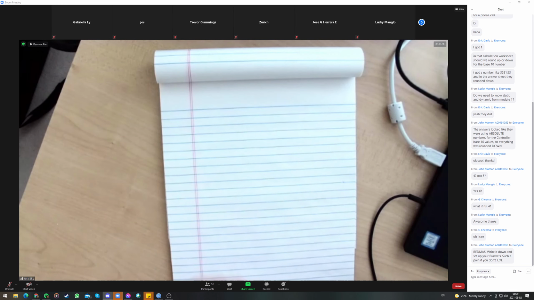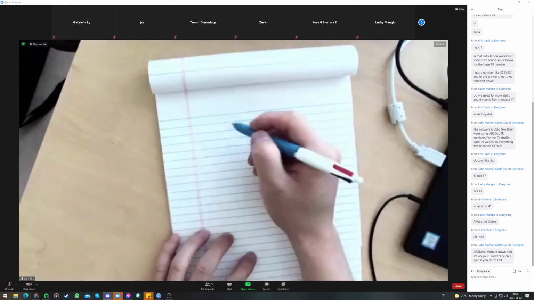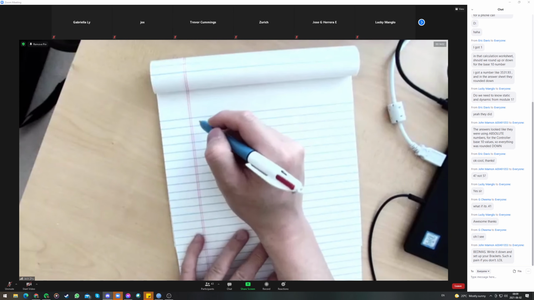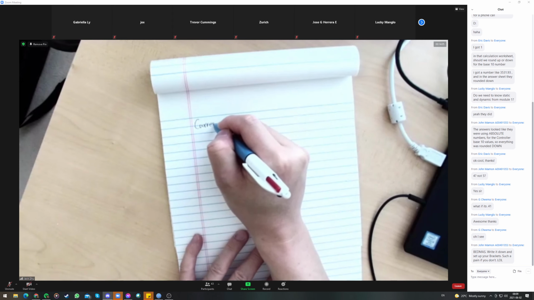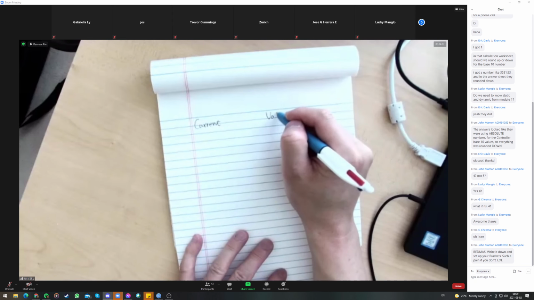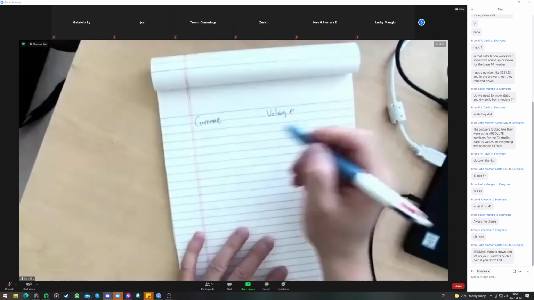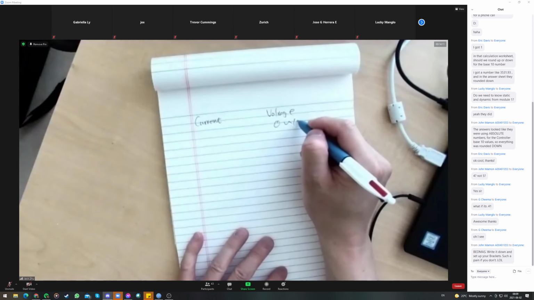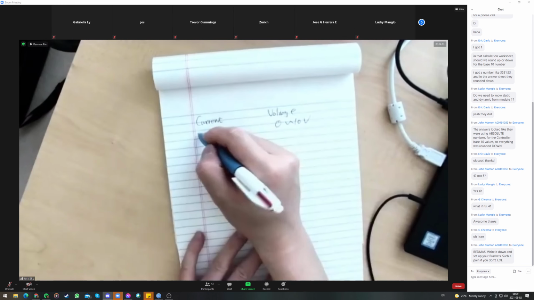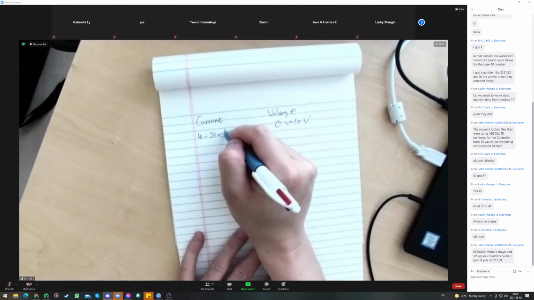It depends on the real situation. So if you have a current source, when you compare it to a voltage source, right? The voltage we usually use as 0 to 10 volts. The current is 4 to 20 milliamps.